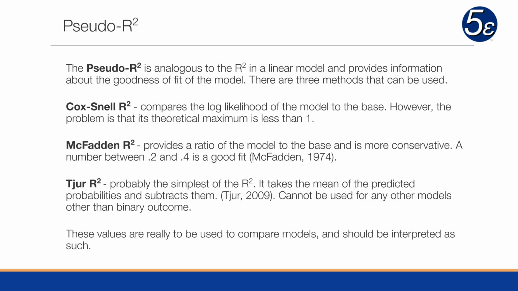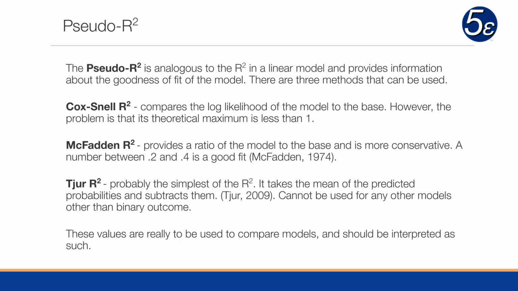A couple of other things that we can do here for logistic regression is we have the pseudo R2, which is analogous to R2 in a linear model. Now remember, we don't have a true analysis of variance in our logistic regression, so we're basically using pseudo R2 as a measure of this fit. There are three methods that we can use: the Cox-Snell R2, the McFadden R2, and the Tjur R2.